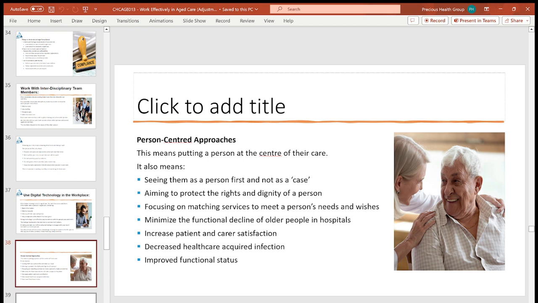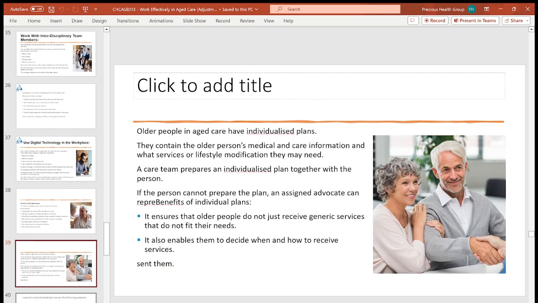Decrease healthcare acquired infections that are likely to be paramount, particularly for those who visited hospital lately. We should look after them appropriately so that they don't have what they call HAI, that is healthcare acquired infection. And we should at all times improve the functional status of our clients by helping them to gain more confidence, helping them to be much more independent as much as they can in a very safe environment.